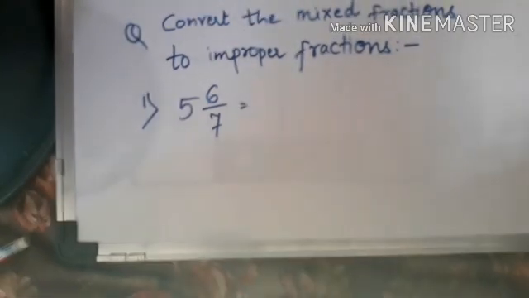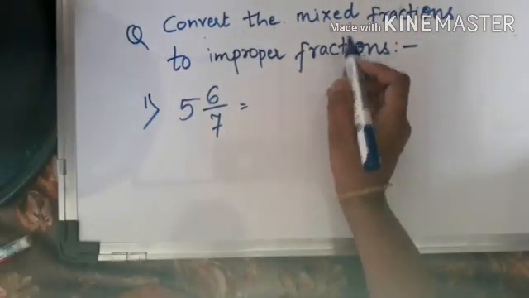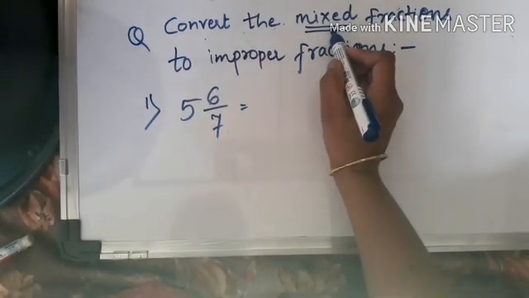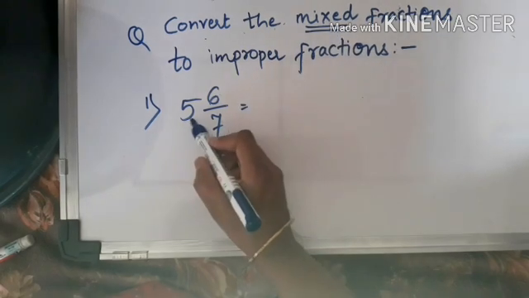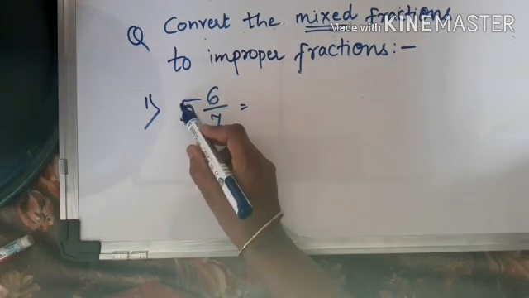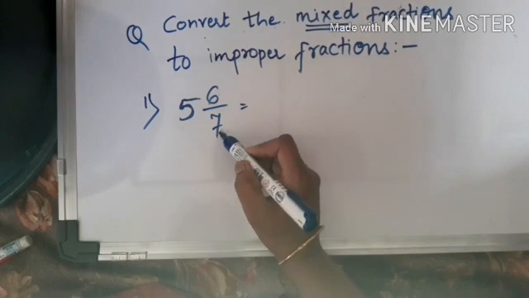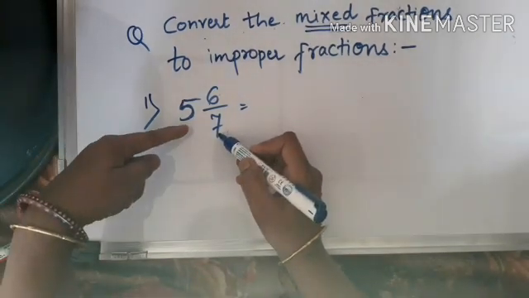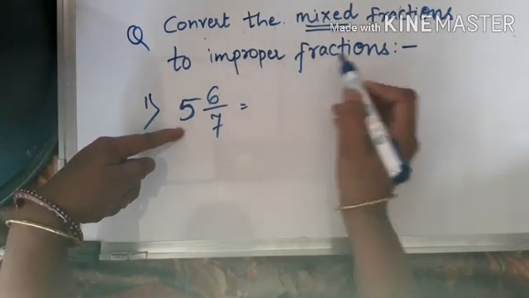Now see the question given here. Convert the mixed fractions to improper fractions. Now we have to convert the mixed fraction. As you know, a mixed fraction is a combination of a whole number and a proper fraction. Here you can see this is the whole number part and 6/7 is the fractional part. So this we have to convert to an improper fraction.